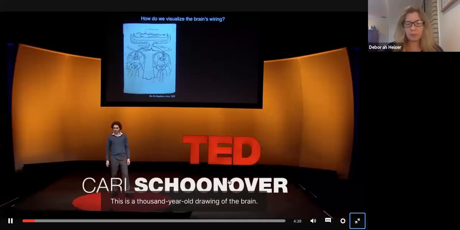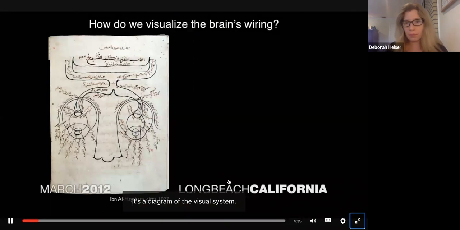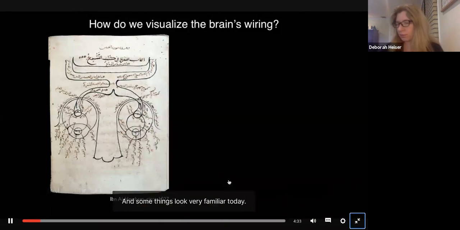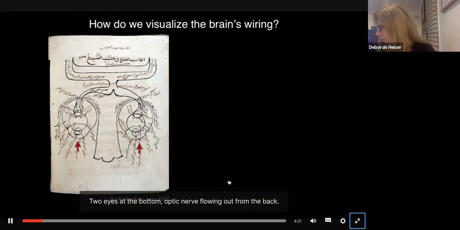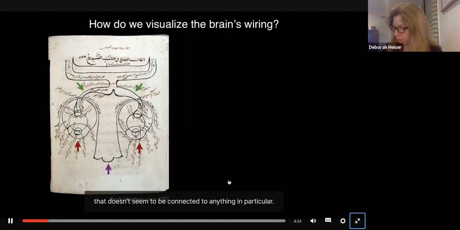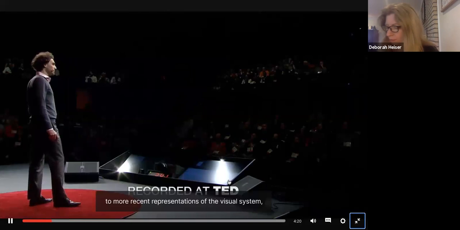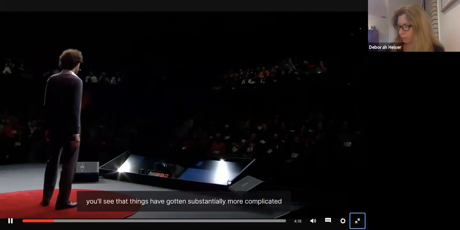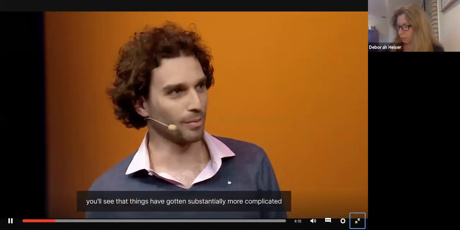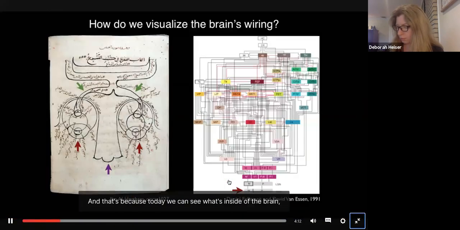This is a 1,000-year-old drawing of the brain. It's a diagram of the visual system, and some things look very familiar today. There's two eyes at the bottom, optic nerve flowing out from the back. There's a very large nose that doesn't seem to be connected to anything in particular. And if we compare this to more recent representations of the visual system, you'll see that things have gotten substantially more complicated over the intervening 1,000 years. And that's because today we can see what's inside of the brain rather than just looking at its overall shape.